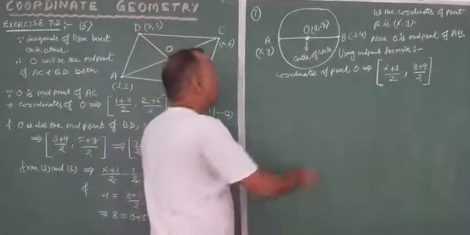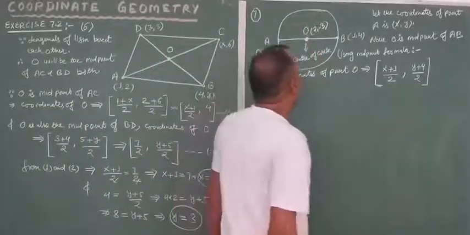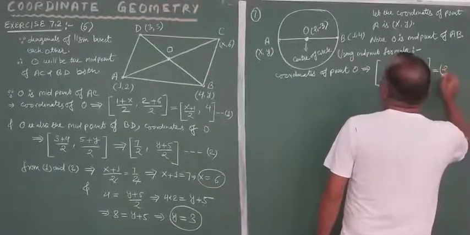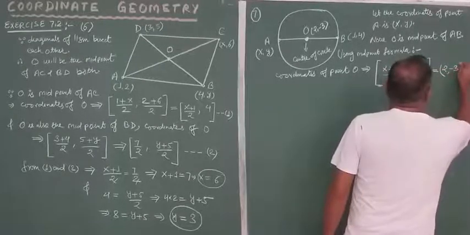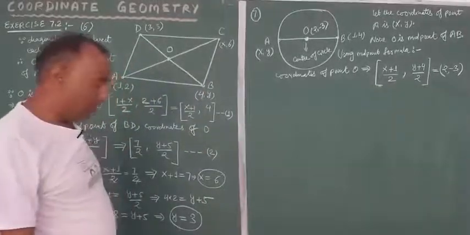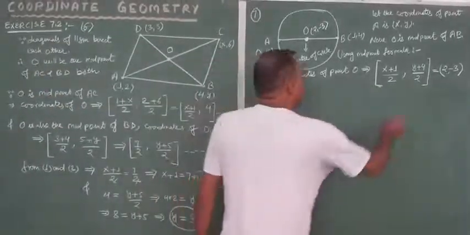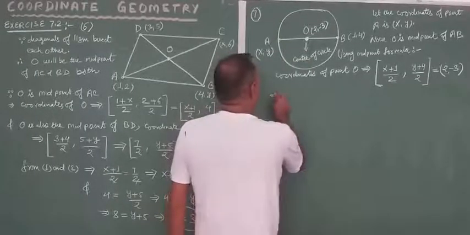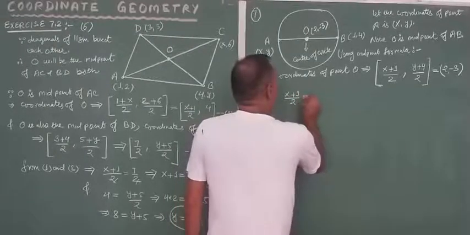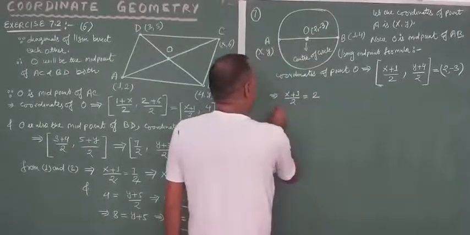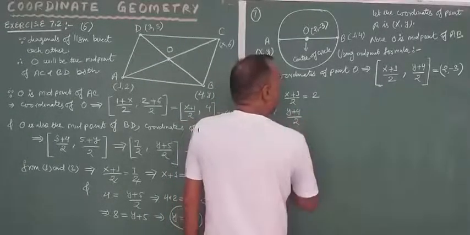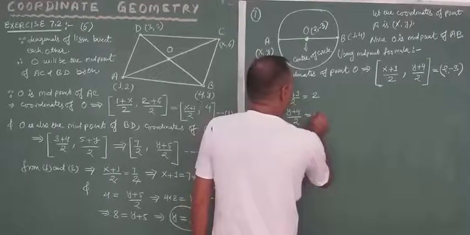Now the coordinates of point O are given. How much? It is given as 2 comma minus 3. Then what will happen? Same as in the previous question, the abscissa will be equal to abscissa and the ordinate will be equal to ordinate. So therefore, x plus 1 upon 2 will be equal to 2, and y plus 4 upon 2 is equal to minus 3.